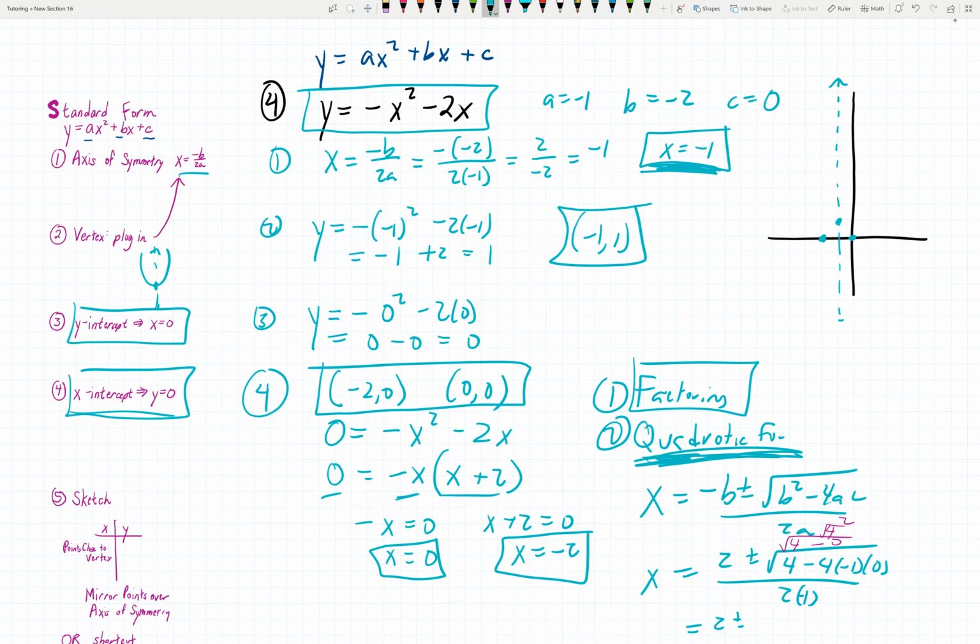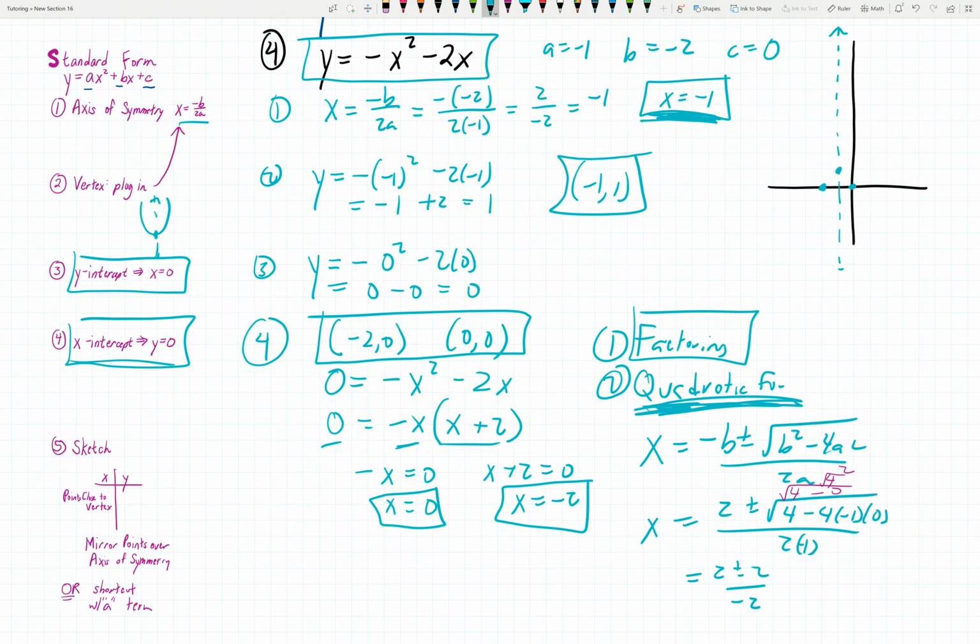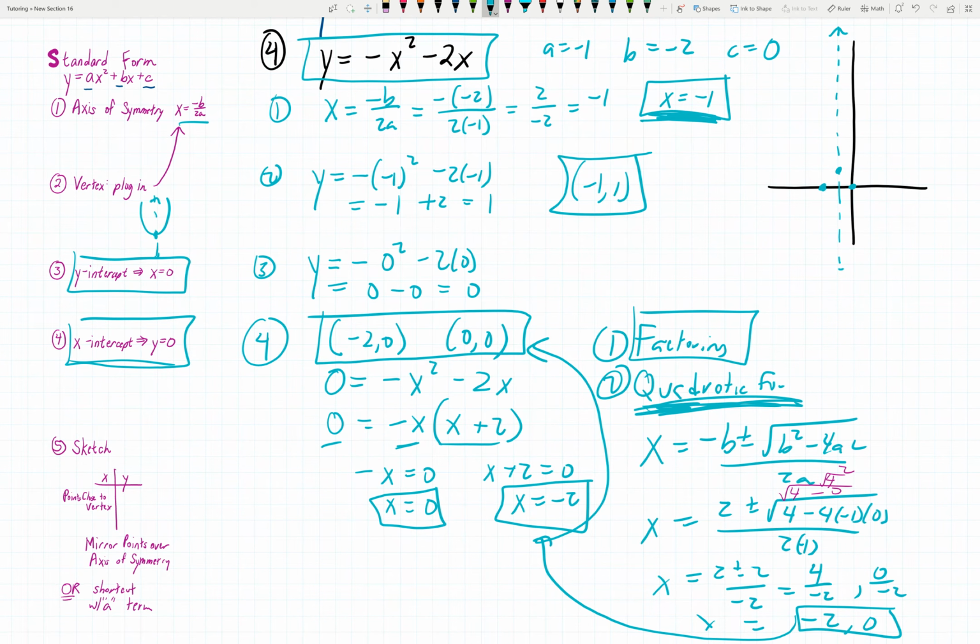So we have 2 plus or minus 2 all over -2. So if it's 2 plus 2, that's 4 over -2. If it's 2 minus 2, that's 0 over -2. So then x is going to be either -2 or 0, which is exactly what we got there. Hooray, hooray, huzzah.